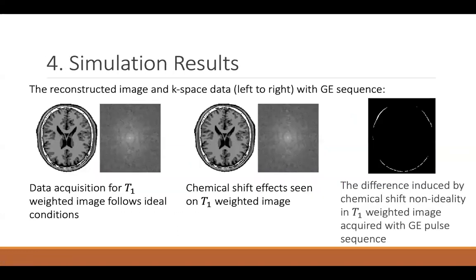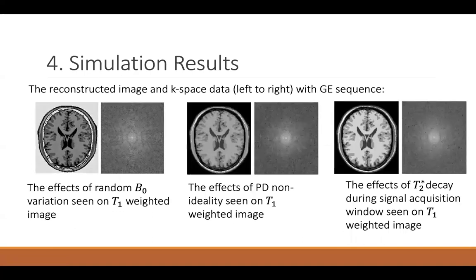In the simulation results part, we will first show the effect of chemical shift. On the left, you see a T1 weighted gradient echo image with ideal conditions. In the middle, you see the same image with the chemical shift. The image on the right is the difference between the ideal image and the chemical shift non-ideality image. On the left image, you see the effect of random B0 variations on the T1 weighted gradient echo image. In the middle, you see the effect of PD non-ideality. On the right, you see T2 star decay non-ideality.